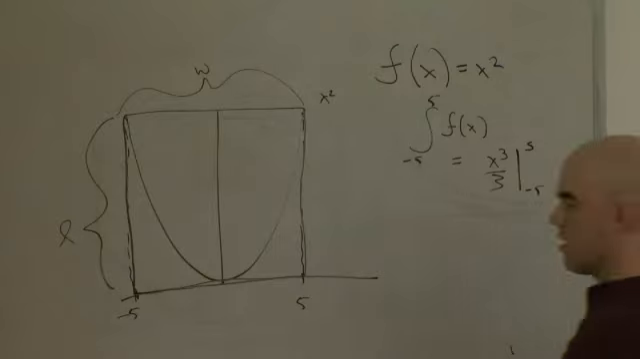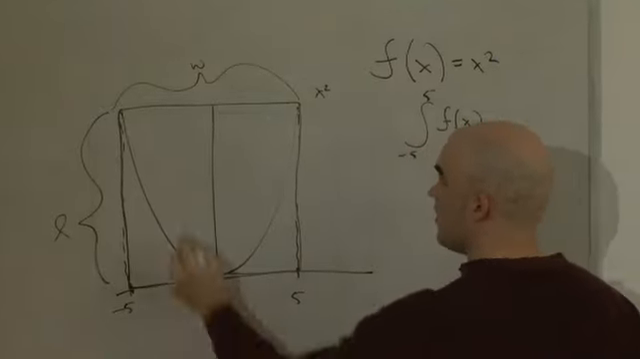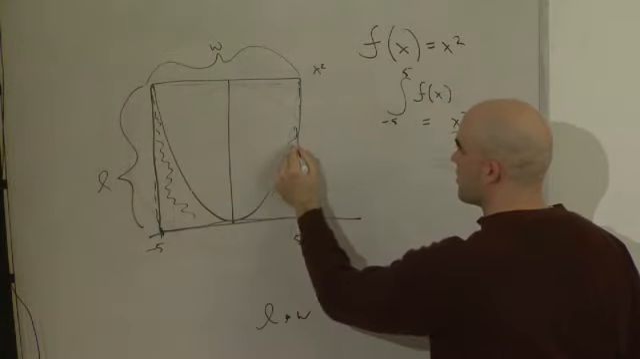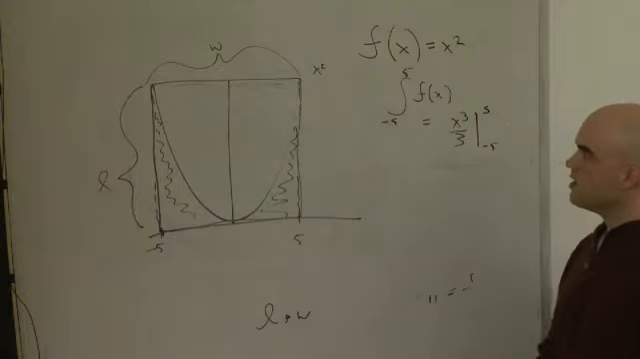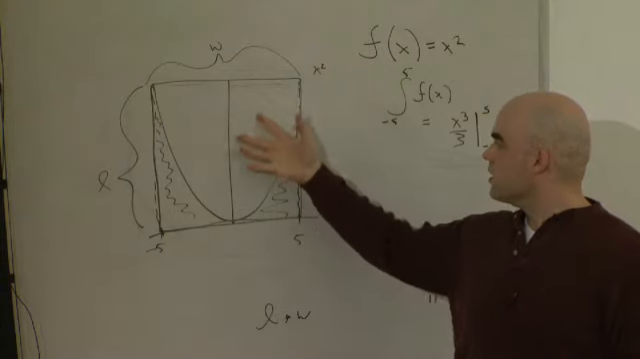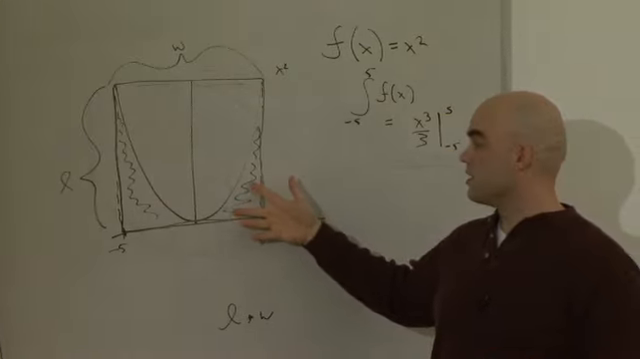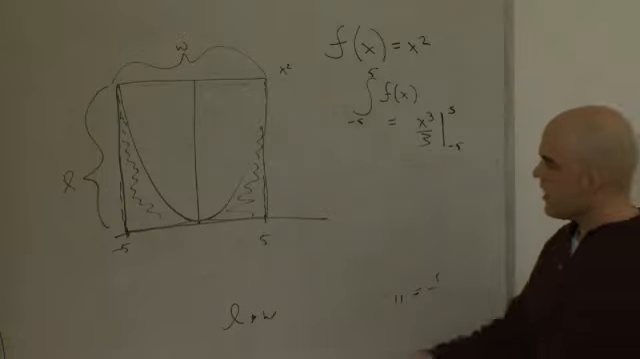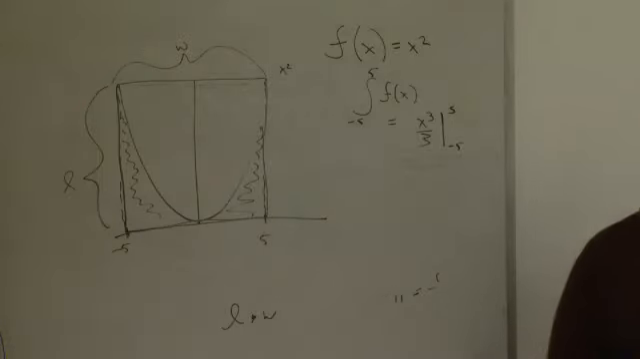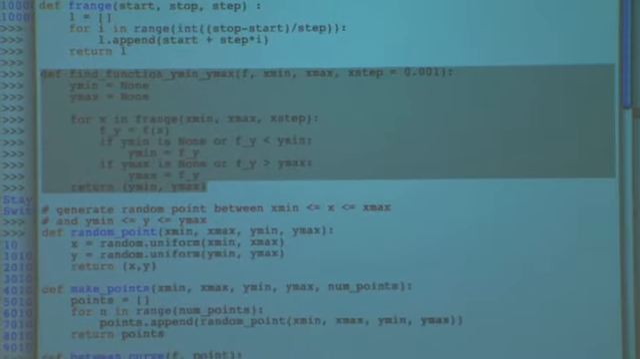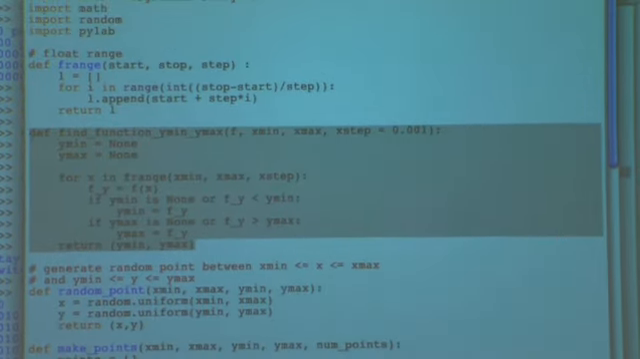Same principle. I have the area of the rectangle, and then I don't have the area of this guy. That's what I'm trying to find. But I know that if I find the ratio, the number of points that land in this curve versus the total in the square, then I can find this area pretty easily. So this function, find function y min, y max, does exactly what it says.